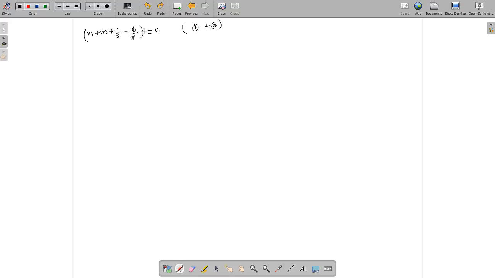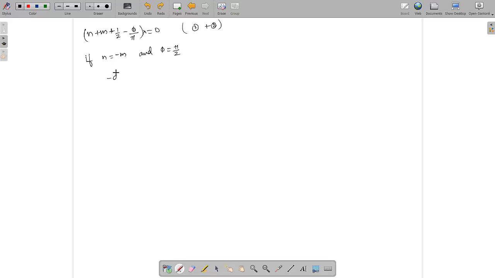Now you can see, into lambda, that this whole equation equals 0 if and only if n equal to minus m and phi should be equal to pi by 2. Then only this equation is possible. So if n equal to minus m and phi equal to pi by 2, then this situation is possible.